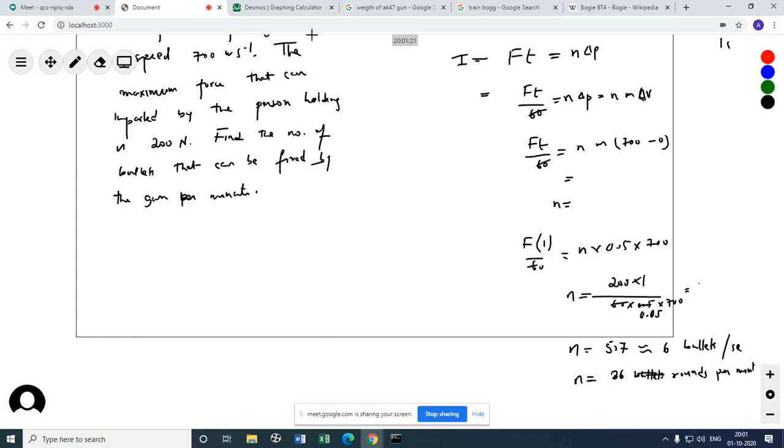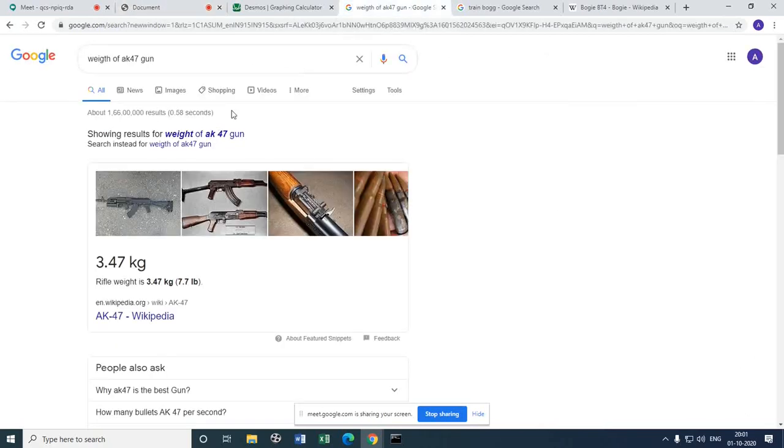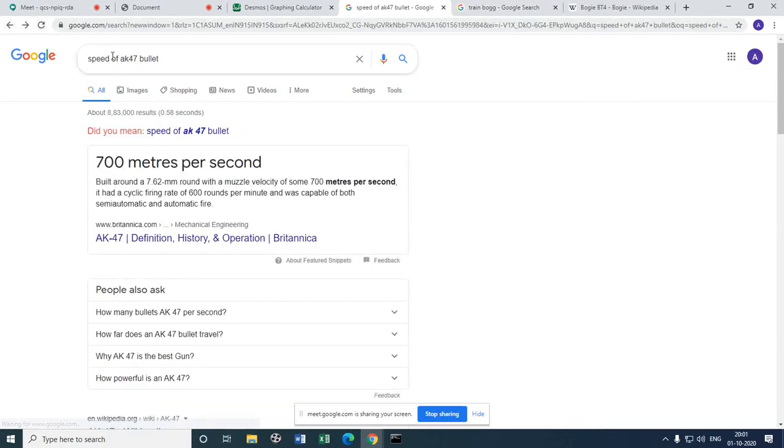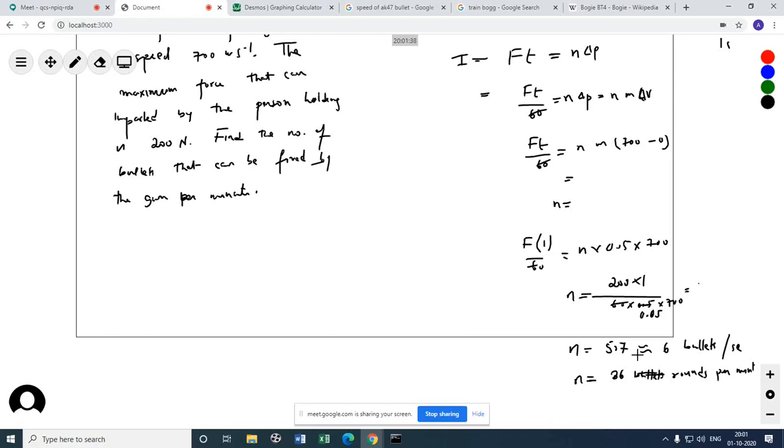What is the AK-47 speed? So it should be more than 36, it should be 360. The rounds are 600 rounds per minute, and how much are you getting? 360 rounds per minute. We are almost close, but why so far? Because of this recoil velocity. I will teach you how to find the recoil velocity in the upcoming topic.